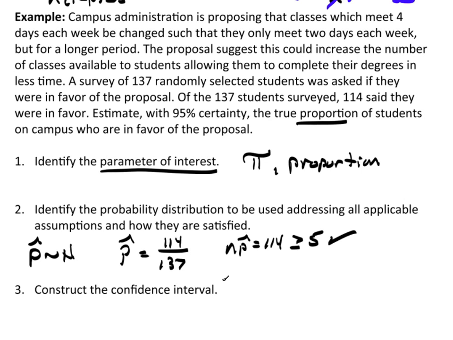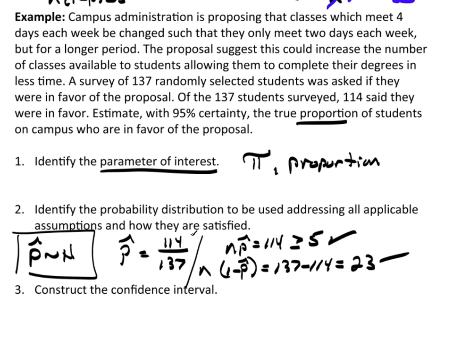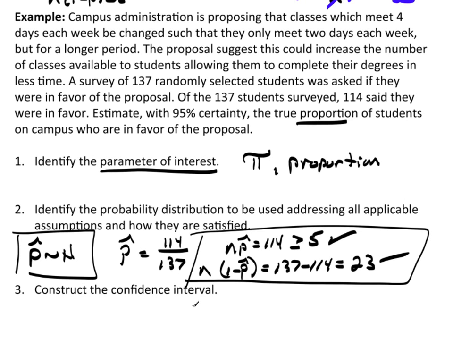So 1 minus p hat equals 137 minus 114, which is 23. That is the same as, well, n times 1 minus p hat. I'm going to end up with 23, which is also clearly greater than or equal to 5. So this is the assumption, and this is how we know that the assumption is reasonably satisfied.